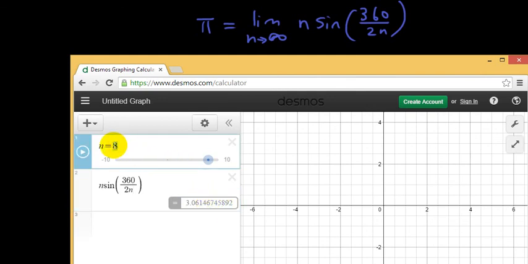But if we make n a little bit bigger, let's make n equal to 1000, you can see that it is now very close to the exact number for pi. Okay, now I'm going to go crazy and give n an extremely big number. Now have a look at this number for pi. 3.14159. Exactly what pi is.